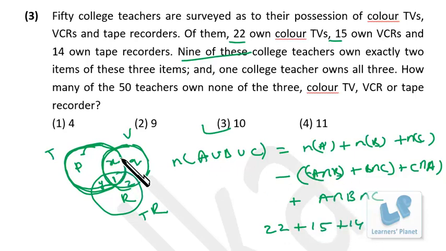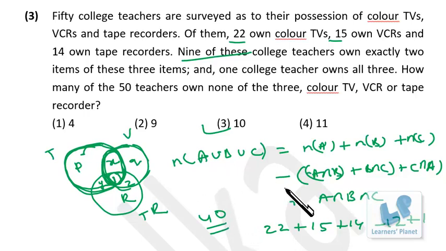Now A intersection B, that is this, is actually x plus 1. Okay, and B intersection C is y plus 1, and C intersection A is z plus 1. But we have x plus y plus z, that is 9. So plus 1 we will be doing 3 times, right? So that is 9 plus 3, 12. Okay, and A intersection B intersection C is this 1. So plus this. So this 5 and 4 is 9, 9 and 1 is 10. So this total is 40.